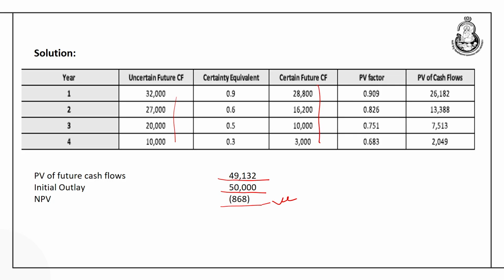So, I hope you remember the specialty of this method, where we have the certainty equivalent coefficient for different cash inflows. It will be multiplied with the expected cash flow to get the certain cash flow, and thereafter the PV factor would be multiplied with the certain cash flow to get the present value, and from this we will deduct the initial cash outlay, and if the NPV is positive we will select, otherwise we will reject the project.